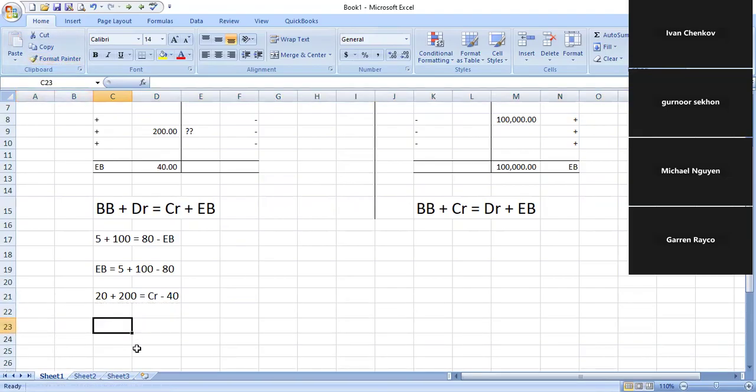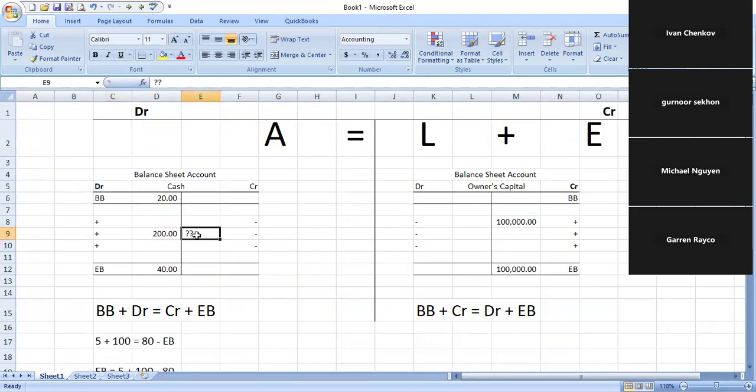So credit will be equal to 20 plus 200 minus 40. And that should give you 180. So if we go to the formula, that will be 20 plus 200 minus 40. It's going to give us 180. Make sense?